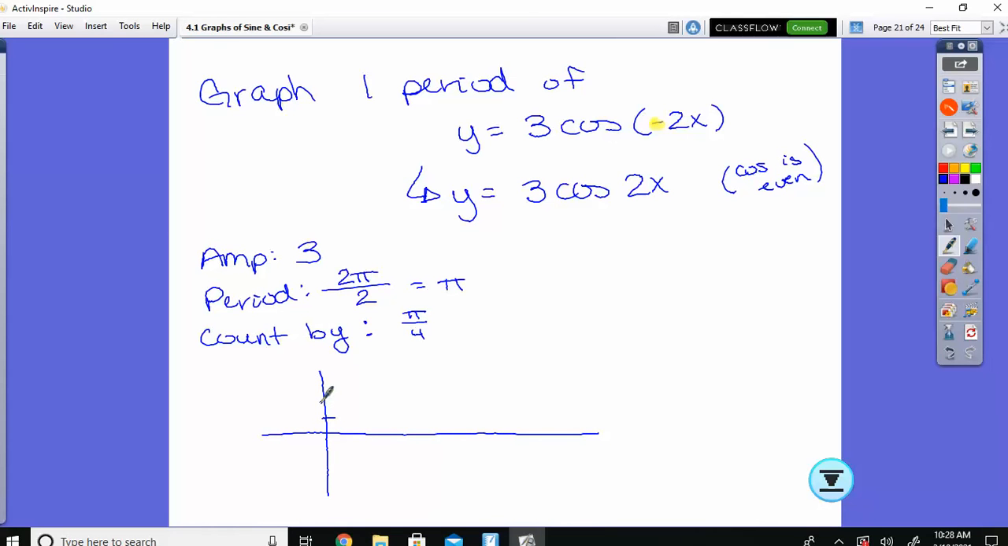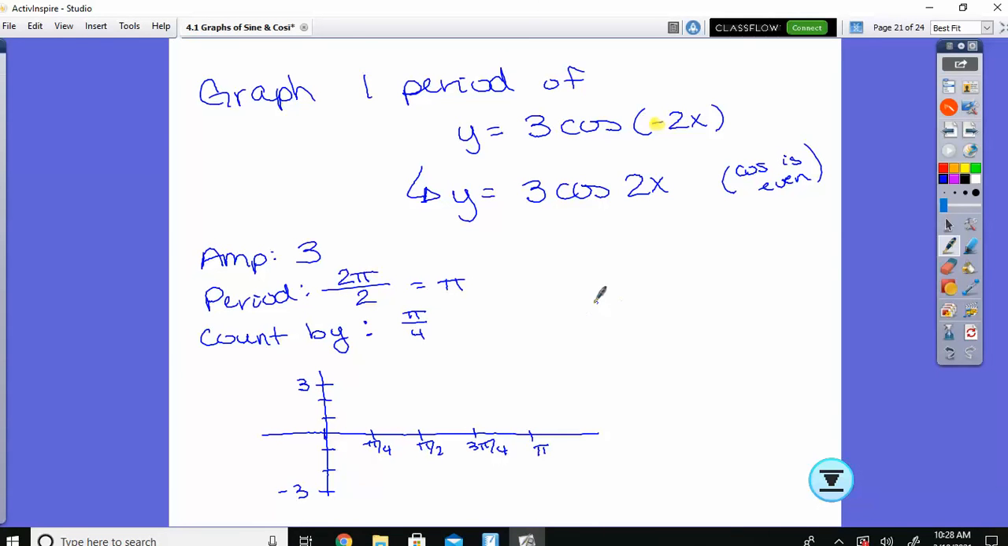Amplitude is 3, so high point of 3, low point negative 3. First point starts at 0, and then I need 4 points after that. And I count by pi over 4. So 0 plus pi over 4 is pi over 4. Plus pi over 4 would be 2 pi over 4, so that's pi over 2. 3 pi over 4. 4 pi over 4 is just pi. And notice that was the period. That's how long we said it would take before it repeated.